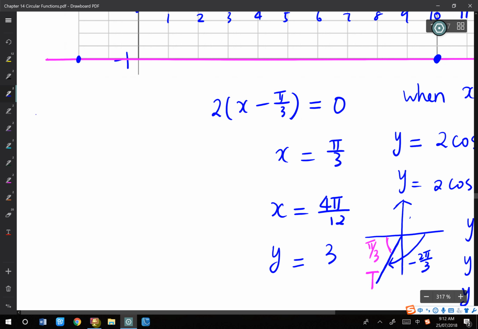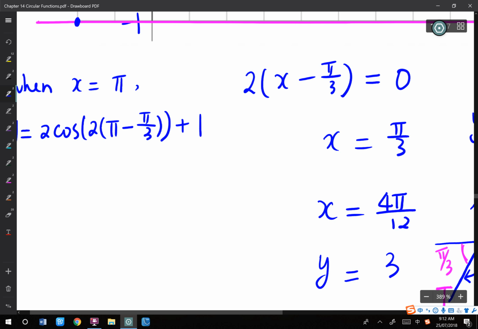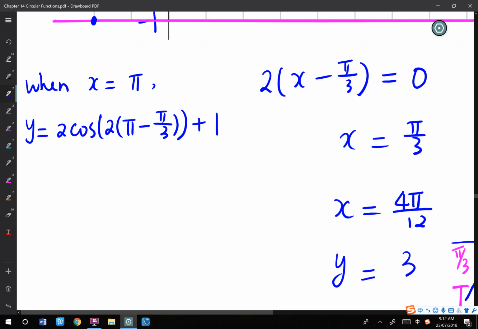Okay, now I will sub when x equals to pi. When x equals to pi, y equals to 2 cosine 2 bracket pi minus pi on 3 plus 1. Sub x to pi.